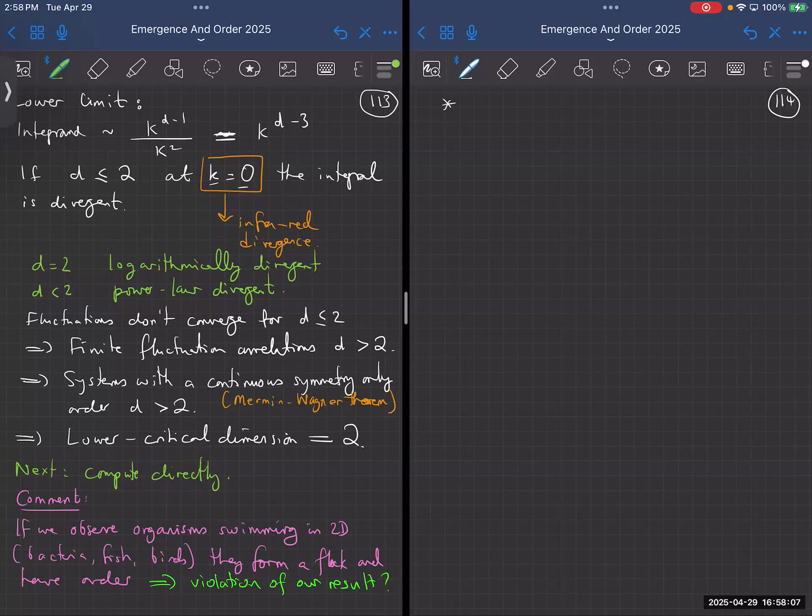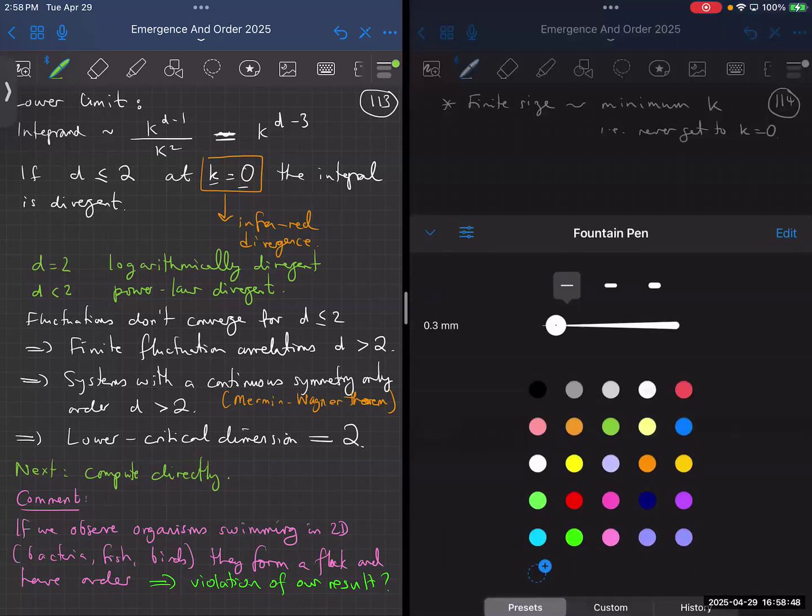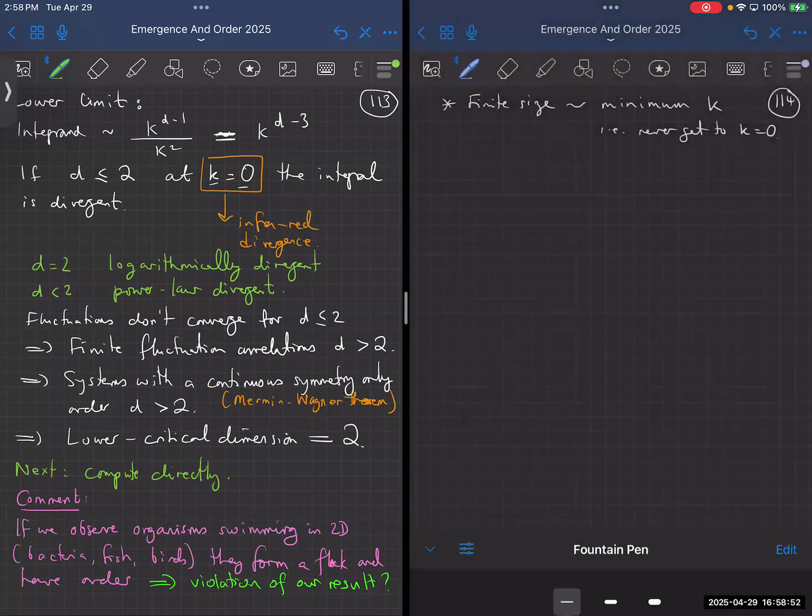So say it again. I heard you say finite size. Finite size means there's a minimum k, and so you never get to k equals 0. Right. So you never get there, so you never see the divergence. That's a good argument, and it's the reason you're right. That's the reason why you can have superfluidity in 2 dimensions. So my answer to that is yes.